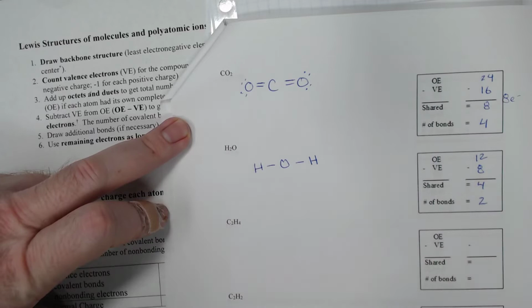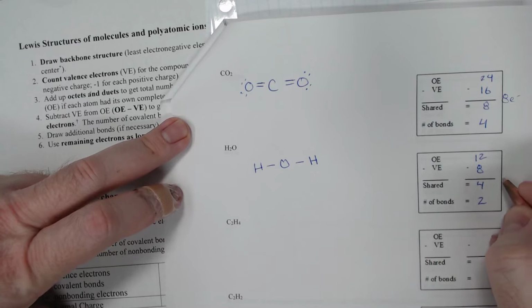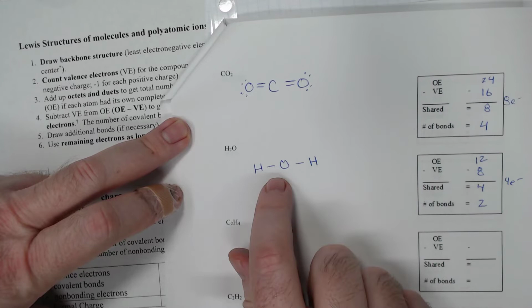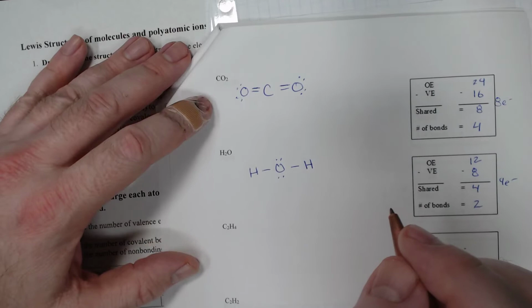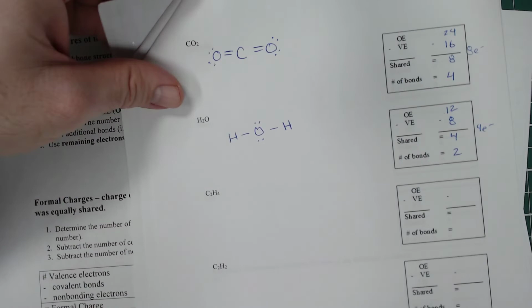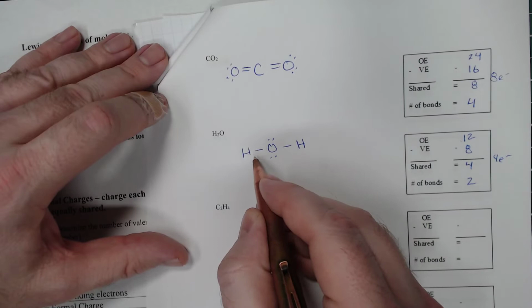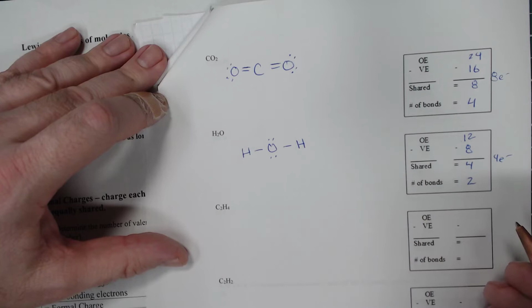So next, we want to look at the number of lone pair electrons. So we've used 4 out of 8. That means we have 4 electrons remaining as lone pair electrons. And we're going to put those 4 electrons onto the oxygen. We can't put them on hydrogen because hydrogen already has bonds. All right. That is our valid Lewis structure for water. So you'll see here, hydrogen has its duet. This oxygen has 2, 4, 6, 8, and this hydrogen has its duet. So that is our valid Lewis structure for water.